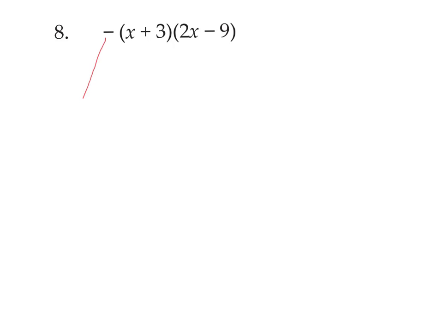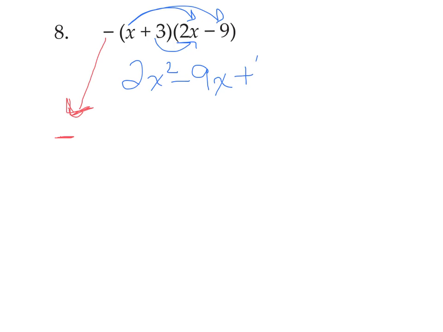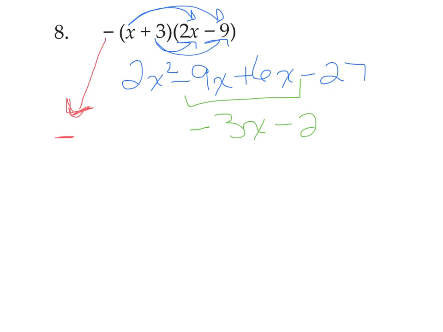So we're going to hold this negative sign out. I'm going to put it right down here so I don't forget about it. Okay? And then I'm going to double distribute. I'm going to do x times 2x is 2x squared. X times negative 9 is negative 9x. 3 times 2x, positive 6x. 3 times negative 9, negative 27. Then I'm going to combine like terms like I always have been. Negative 9x and 6x make negative 3x.